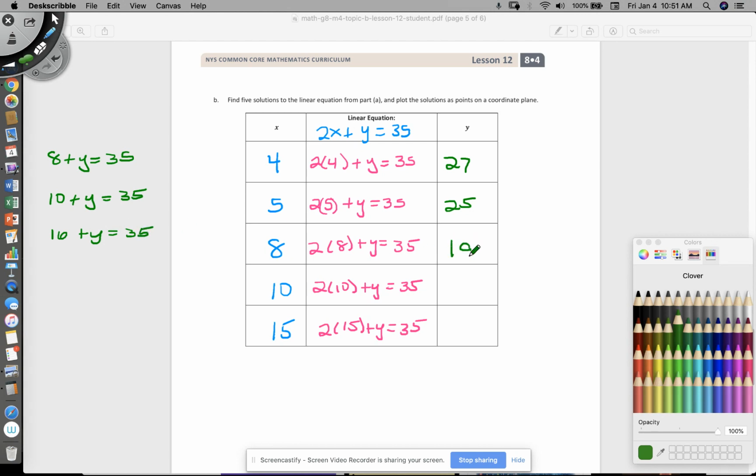That would be 19. 2 times 10 is 20, so 20 plus what would give me 35? That would be 15. And finally, 2 times 15 is 30, plus what is going to give me 35? That would be 5. All right, so that's the end of this lesson.